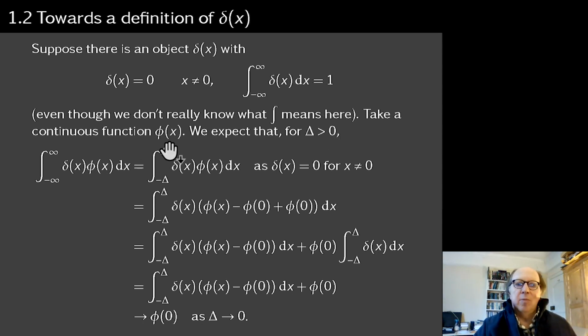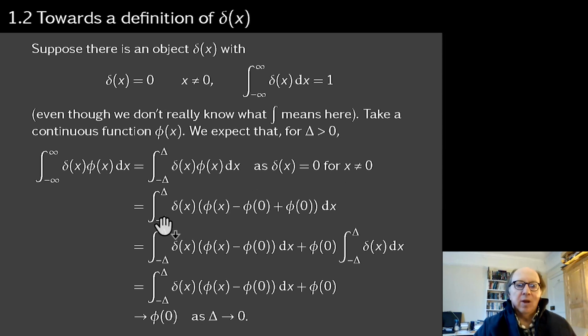Suppose we take a continuous function, we'll call it phi, and then what we're going to do is multiply delta of x by phi of x and then integrate. So we're going to take an integral like this and put a phi of x in here, and then work out what this is. Well, if delta of x is 0 for x not equal to 0, then we don't need to bother about the integral from minus infinity to minus capital delta close to the origin, or the integral from plus capital delta to infinity, because the delta of x bit vanishes. We don't care what phi does there.